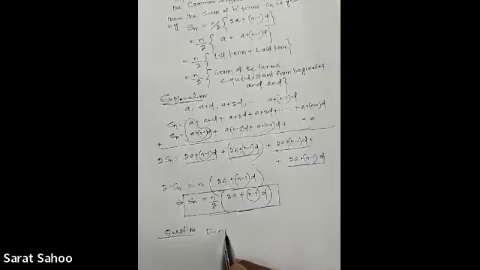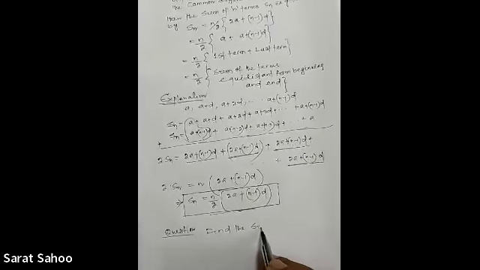Let us discuss a couple of rudimentary questions. Find the sum of first 20 terms of the sequence 3, 7, 11, 15. Okay, this is the question.